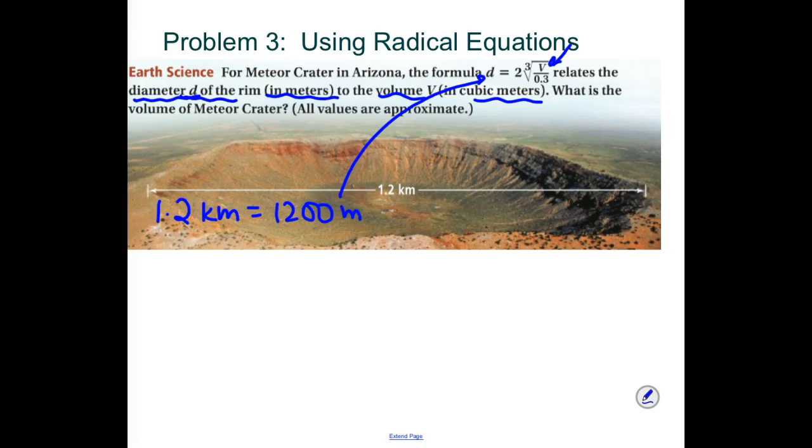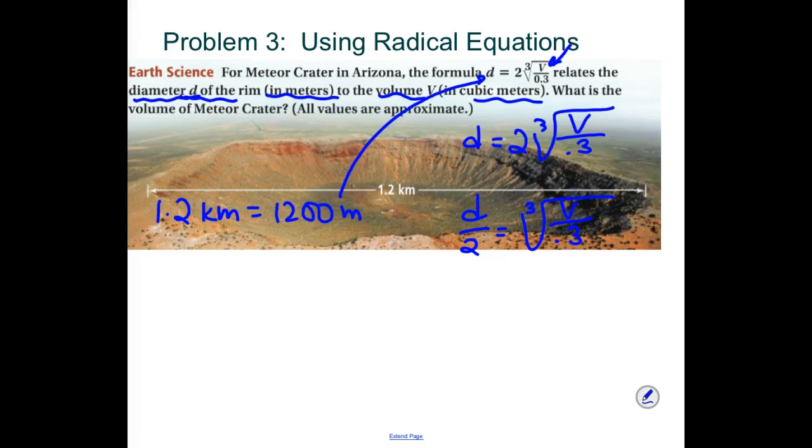Rearrange the formula. Okay. If we have D equals 2 times the cube root of V divided by 0.3, how do we undo that to get V by itself? What would we need to do? Just like we were solving before, what would we have to do? Divide out the 2, okay? So we have D divided by 2 equals the cube root of that.